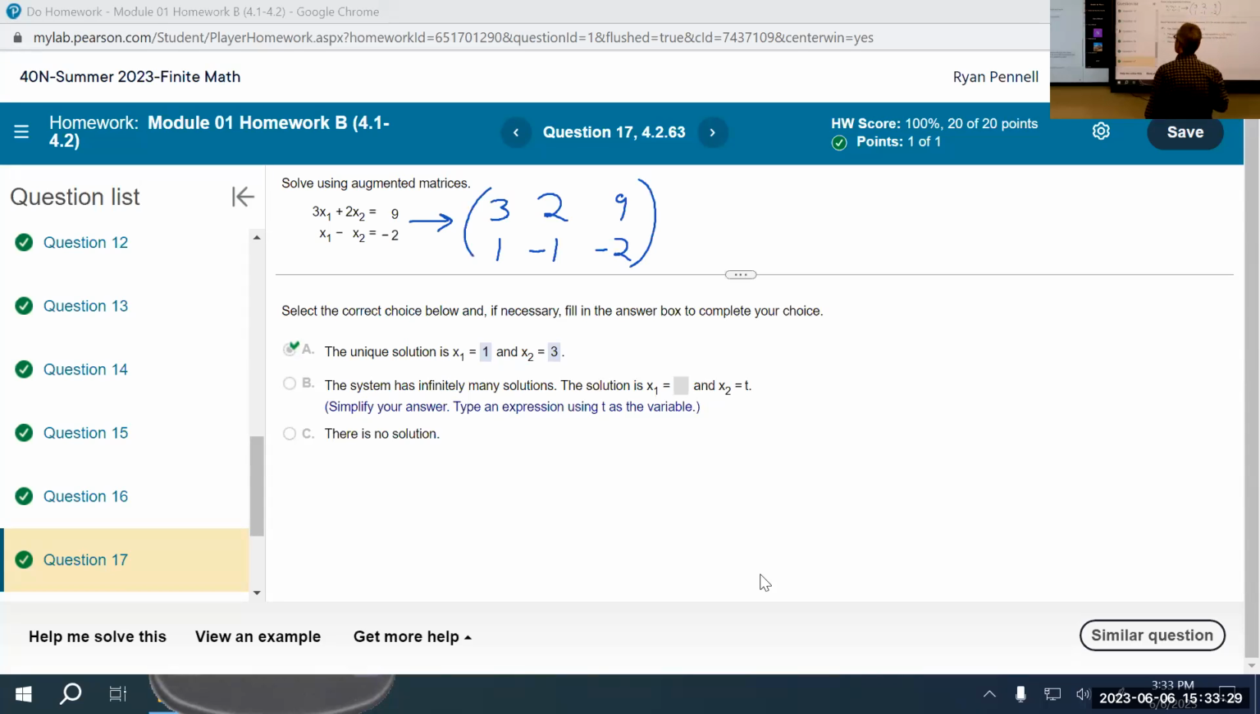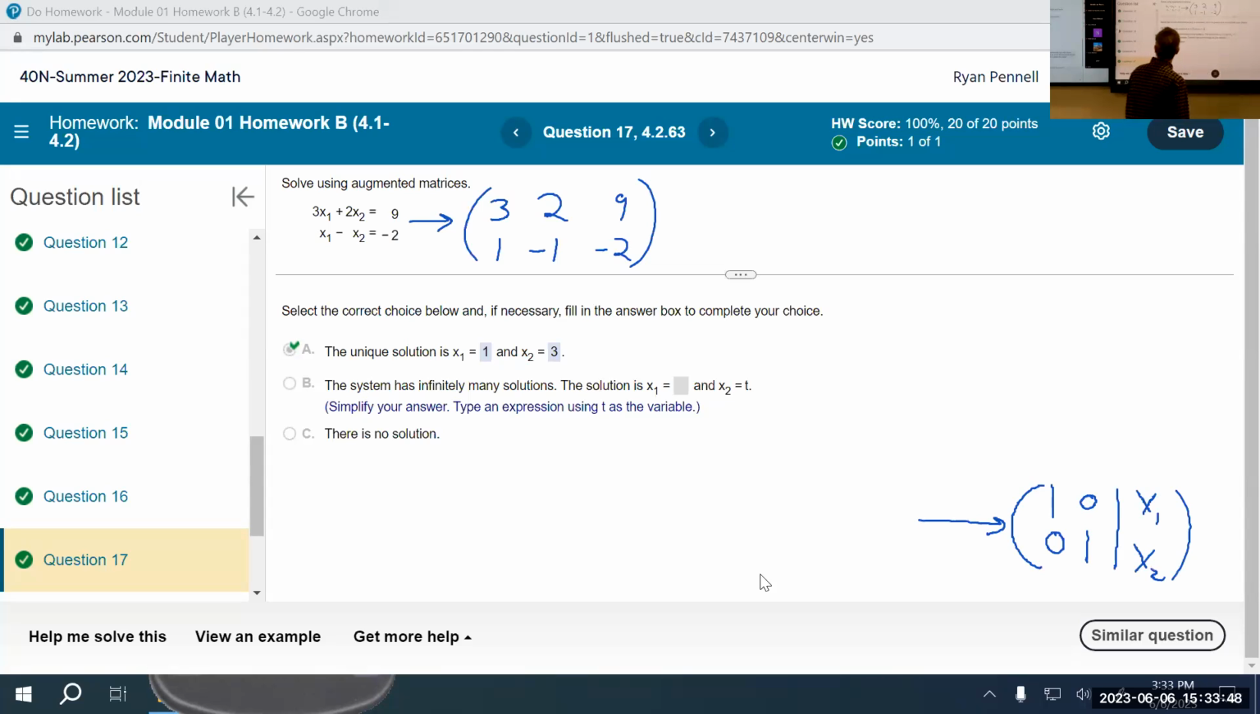All right. And we'll be done when we can leave 1, 0, 0, 1. And then this will be our answer for x₁, and this will be our answer for x₂.